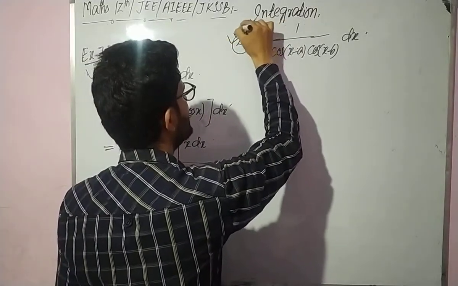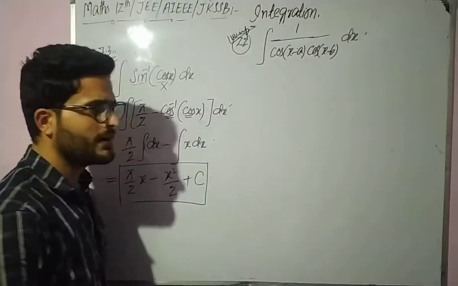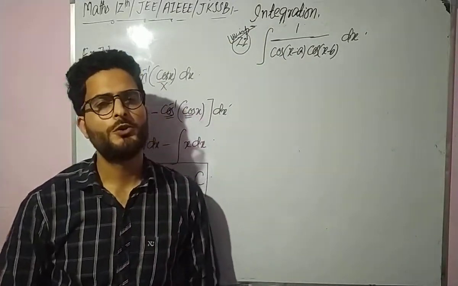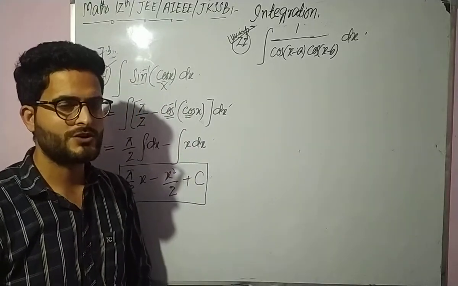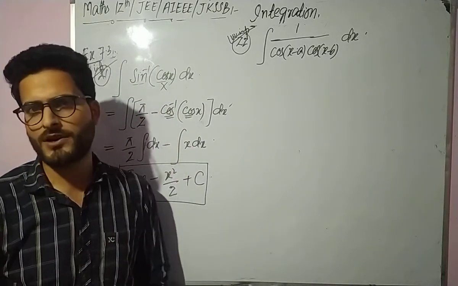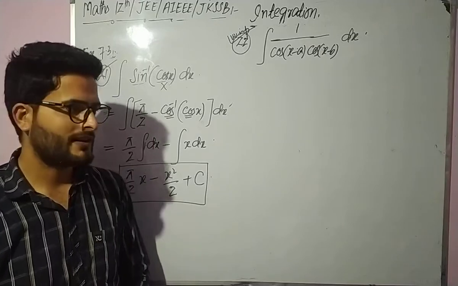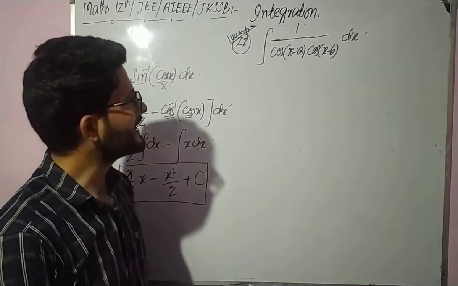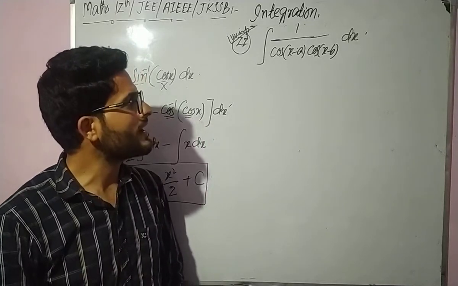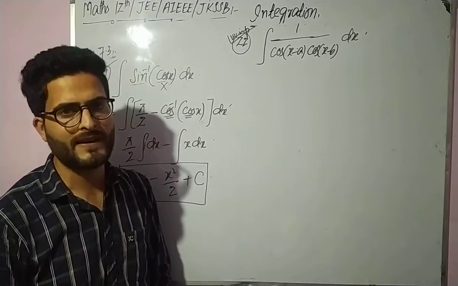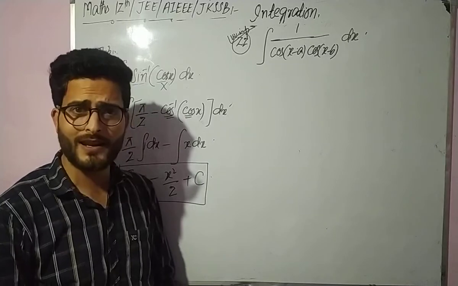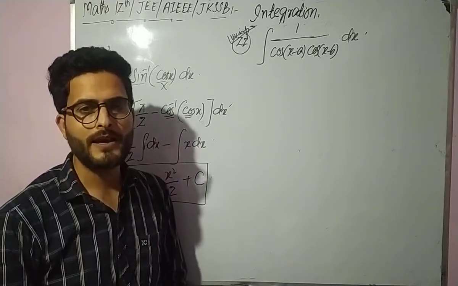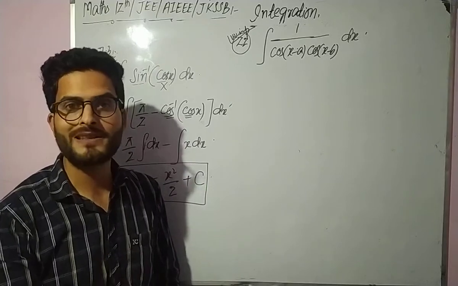Very important question of this exercise. Frequently has been asked in the examinations, so you must have full attention on this question. It has immense importance, asked everywhere, every year in your examinations. So it is integration of 1 divided by cos of x minus a into cos of x minus b. You cannot use the trigonometric formula directly, neither can you solve it by the substitution method directly.